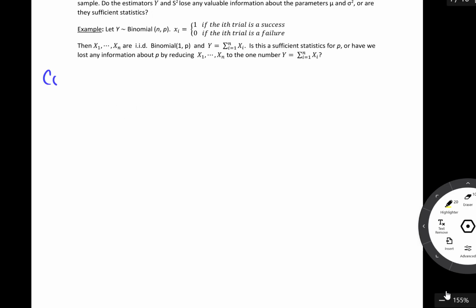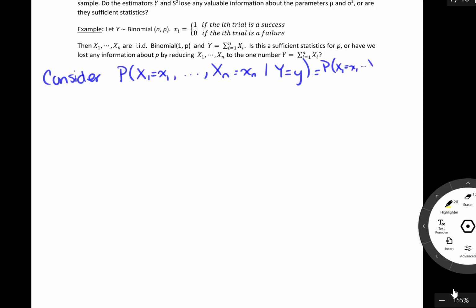All right, so consider the following. Consider the probability that x1 is equal to little x1 all the way out to xn is equal to little xn, given that y is equal to y. Now we can apply our definition of conditional probability, and we know this is equal to the probability that x1 is equal to little x1, dot, dot, dot, xn is equal to little xn, comma, y is equal to little y, divided by the probability that y is equal to little y.